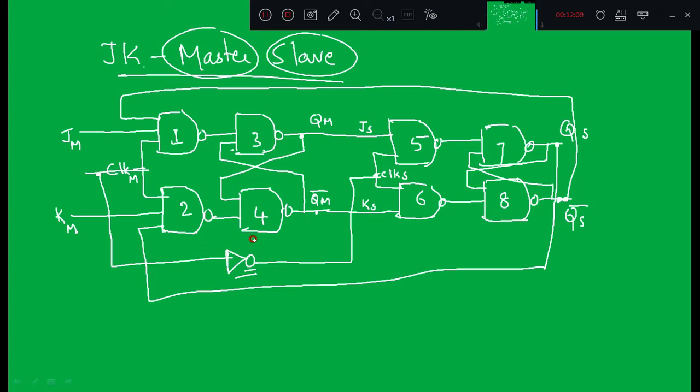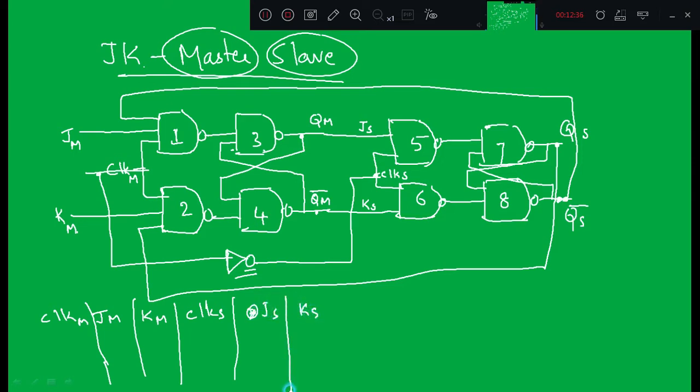So now let me explain this circuit diagram. I'll write the two JKs and clock M. This is the control input for the master. Next, the control input for the slave. The inputs of the slave, that is JS and KS. These are the inputs of the master. These are the inputs of the slave. Then I'll write the outputs of the master and the outputs of the slave.